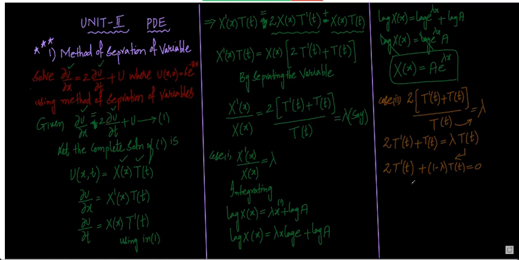So after this one, you can see if you take this value to this side, it becomes equal to 0, right? After this step, I want to divide this by 2 on both sides. t dash of t plus (1 minus lambda) divided by 2 into t is equal to 0.